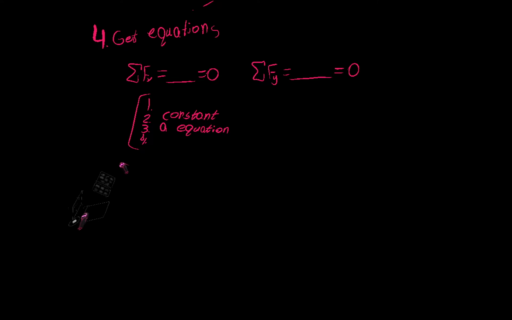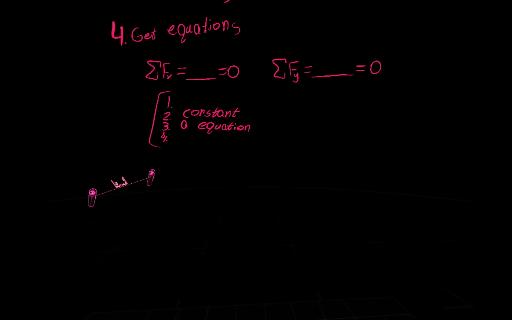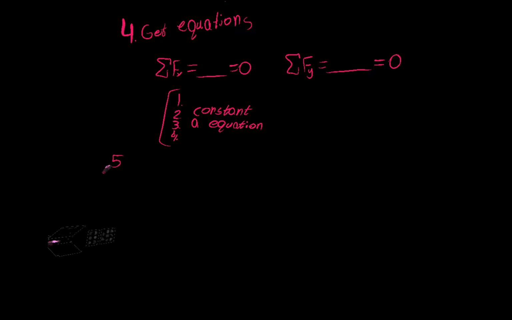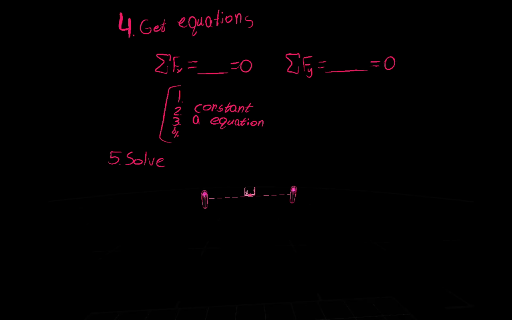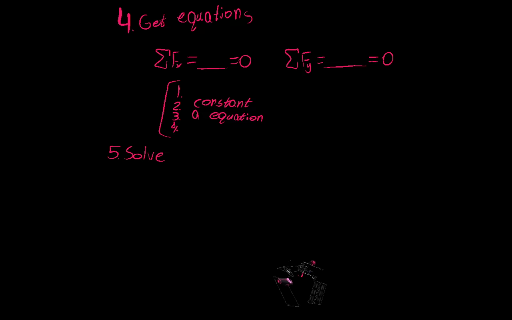And then, finally, step 5 is the easy part: you just solve. You do the math. So don't be intimidated. We've already gone 95% of the way through this problem. We have our equations. The rest is just simple algebra to solve for what you need.